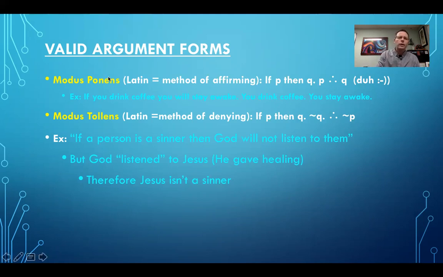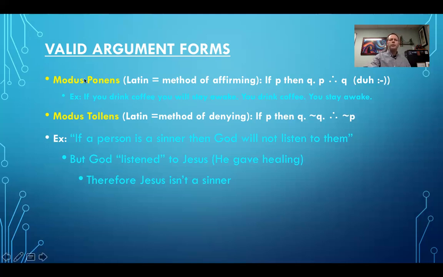All right, so there are these funny names for these different argument forms that are valid. And we will, like I said, demonstrate their validity with a truth table. You can do it with all of them, and you'll have to do some of them in your homework. But let's just talk through them and get the intuition of why these are valid. I think most of these you're going to say, yeah, that makes sense. And then we will demonstrate their truthfulness.